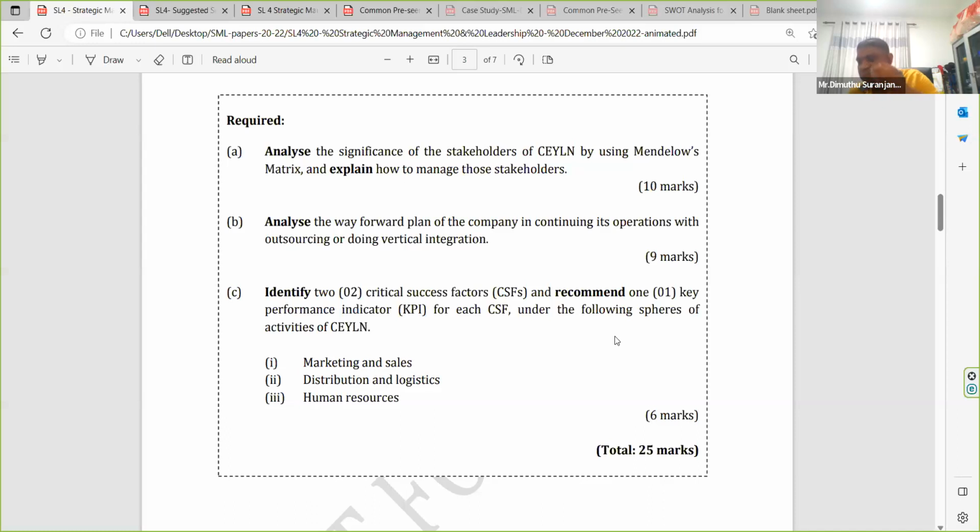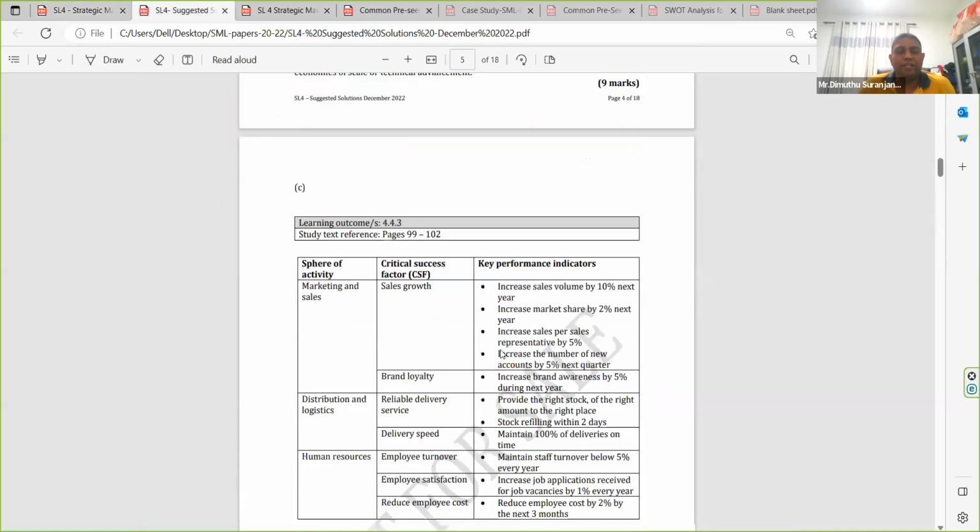Human resources. HR, what are the CSFs you can take? Employee turnover, which should be low. Then even you can consider absenteeism, employee absenteeism, even training and development. Then you can have some KPIs related with that. Maybe absenteeism less than 5% in a year, turnover less than 5% in a year. Then training and development, you can identify average training per employee maybe more than 10 days a year, like that. You can identify some KPIs that can be handled. This is a theory one. There's nothing to worry about.